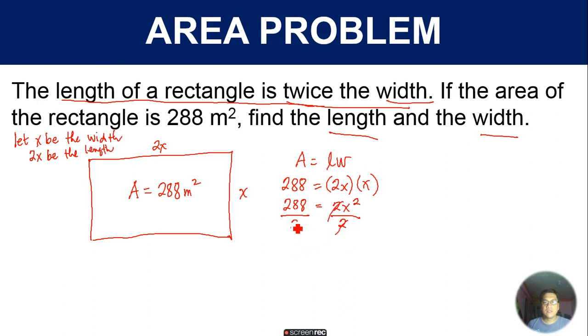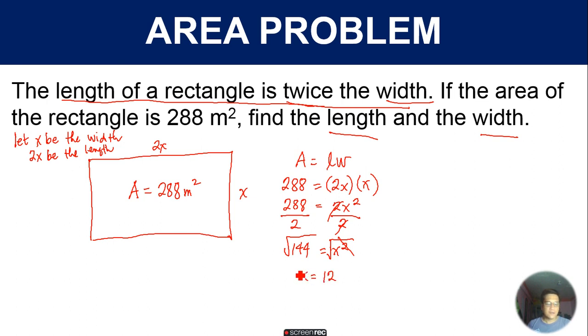What remains here is x squared. And 288 divided by 2 is actually 144. Now, how are we going to remove the square? Get the square root of both sides. In this case, we have x. The value of x will be equal to the square root of 144, which is 12. So that is our value for x.